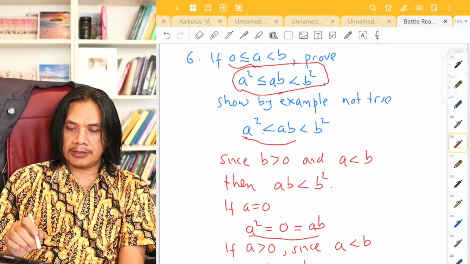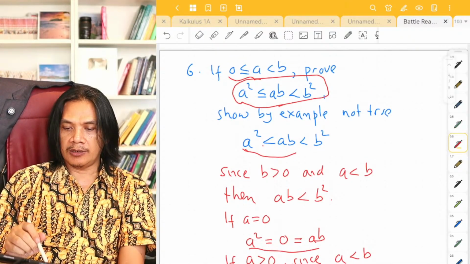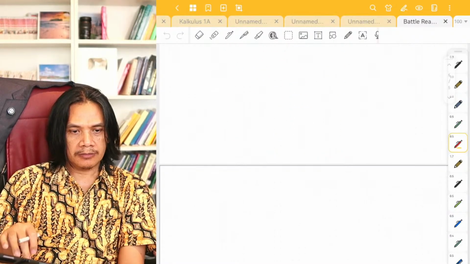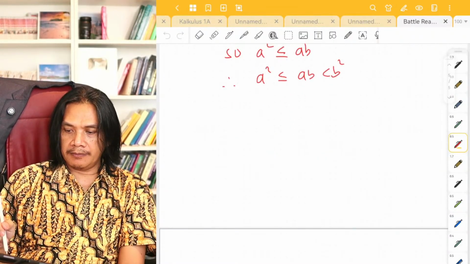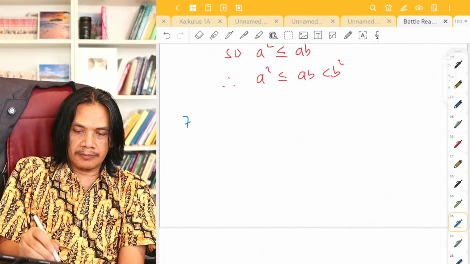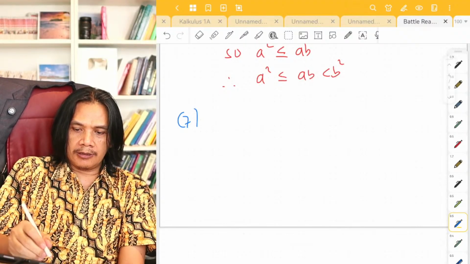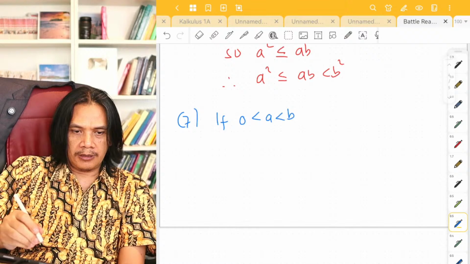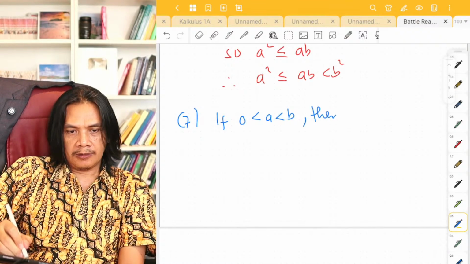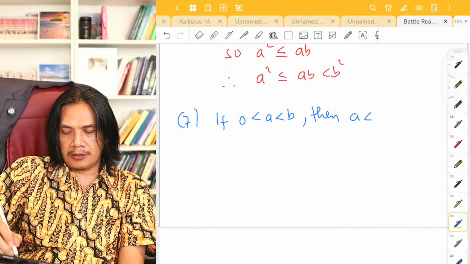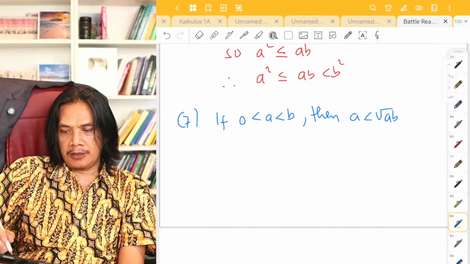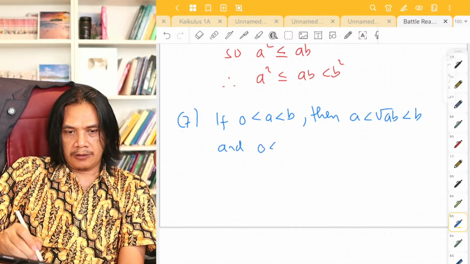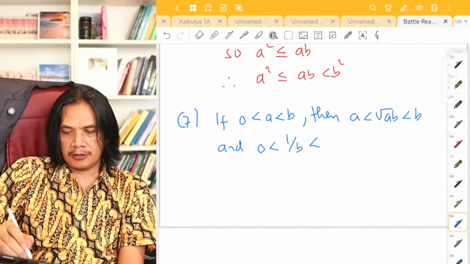Okay, next the example, which is exactly this one, I guess. Skip. Number 7, square root. Show that if 0 is less than a, which is less than b, then a is less than the square root of ab, which is less than b, and 0 is less than 1 over b, which is less than 1 over a.